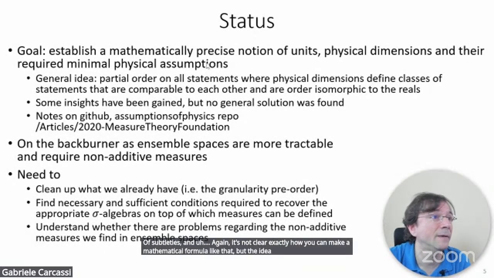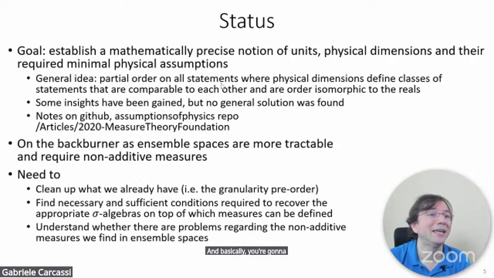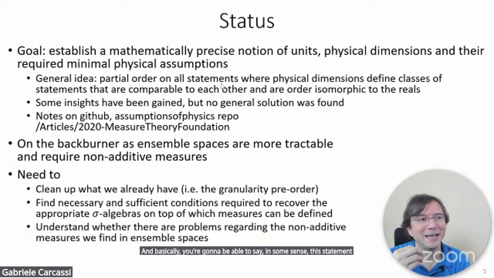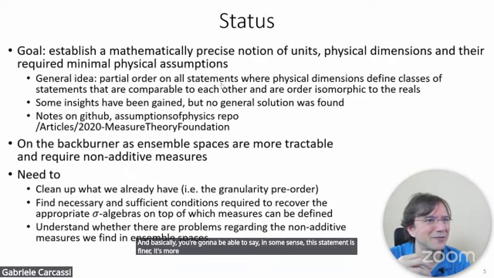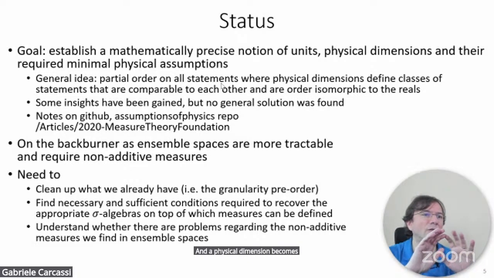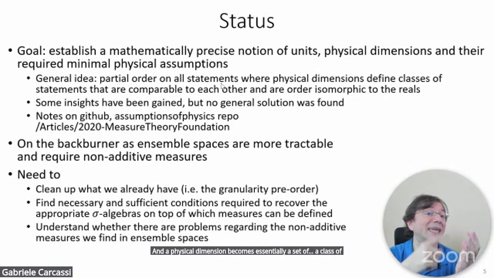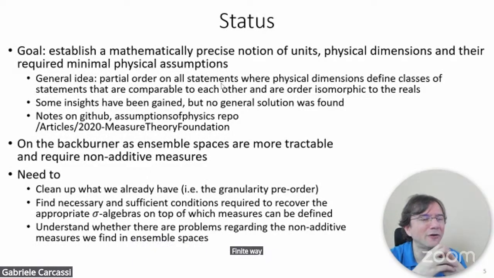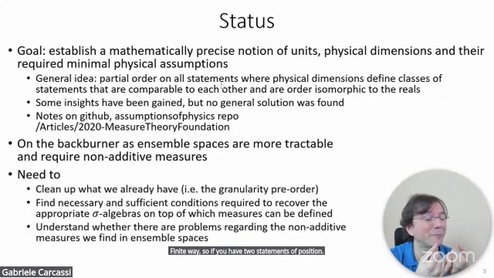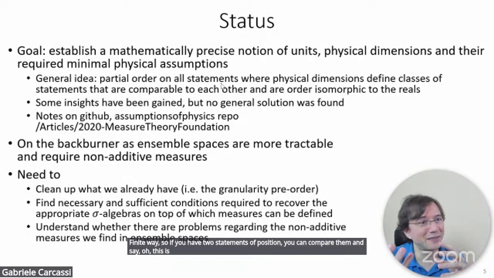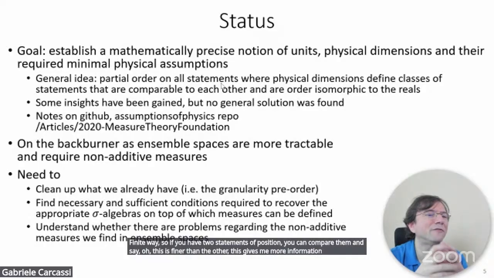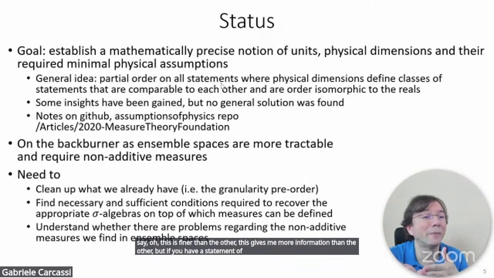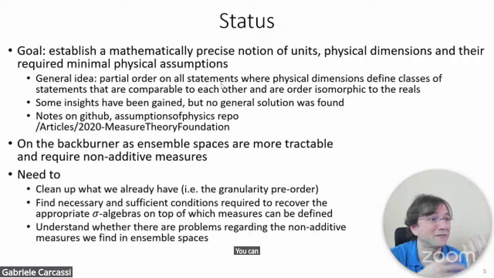But the idea was basically to have a partial order on all statements. And basically, you're going to be able to say, in some sense, this statement is finer, more precise than another, or not. And a physical dimension becomes essentially a class of statements that can be compared to each other in a finite way. So if you have two statements of position, you can compare them and say, oh, this is finer than the other. This gives me more information than the other. But if you have a statement of position and a statement of momentum, you can't compare them.